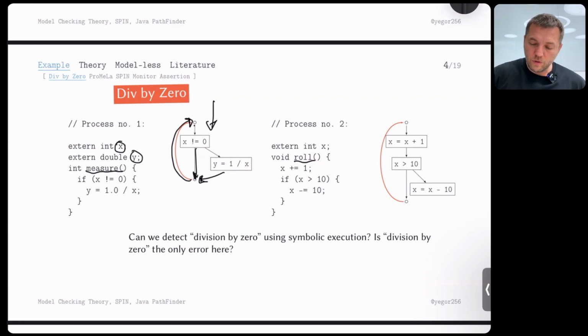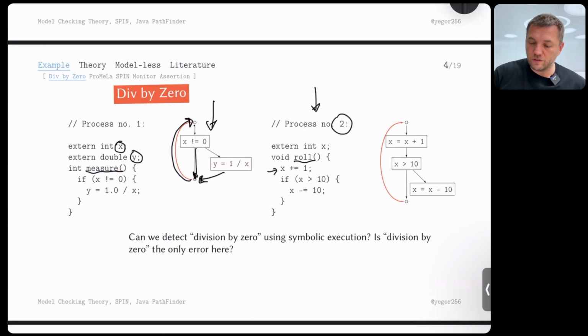The process number two, take a look at the right side, is called roll. What it does is increment the x, and then if x is more than 10, it deducts the 10. So if you run only this process, endlessly, making the loops over and over again, it's going to increment x: 1, 2, 3, 4, 5, 6, 7, 8, 9, 10, and then 11, and then again 1. So it's never going to be 0 in this case.